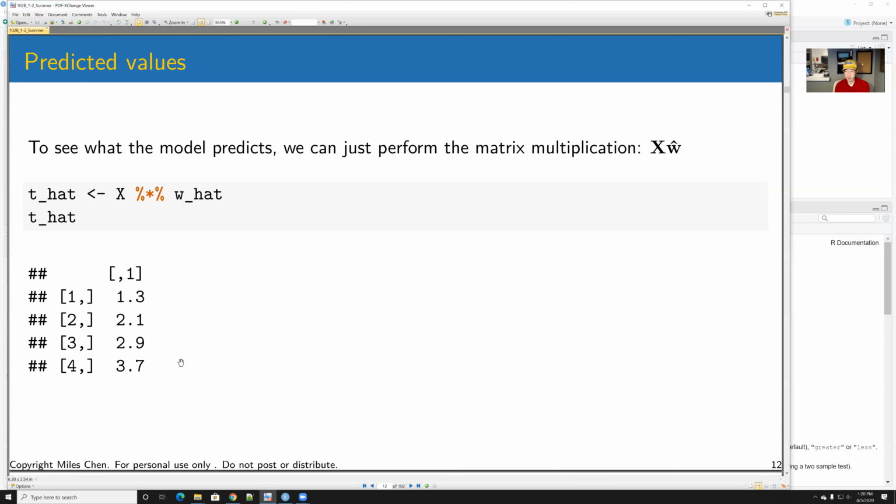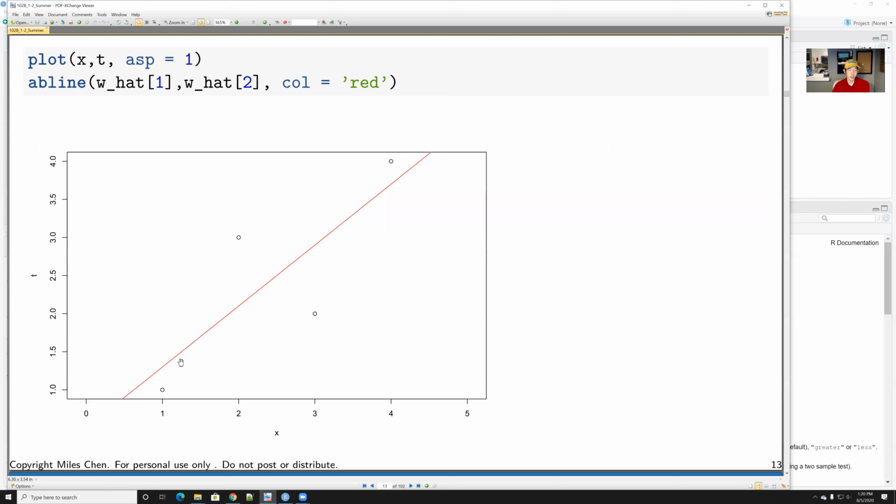So here we go. These are the predicted values, X times W hat. All right, and if I plot the fitted line, this is what we have, okay? So these are the actual values, and this red line represents the best fitting OLS line.